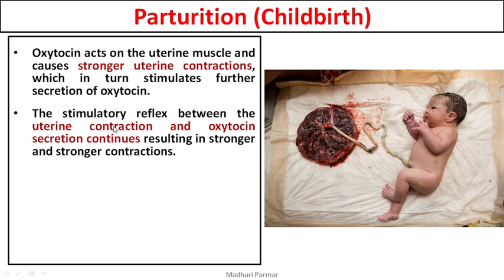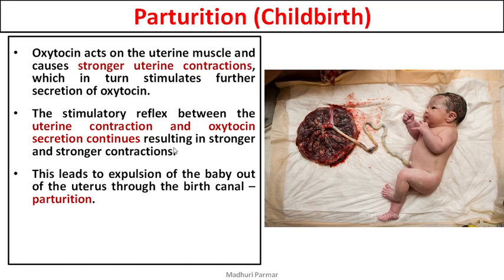Okay, this is what I explained just now. If the uterus contracts, oxytocin will be released; if oxytocin is released, the uterus will contract even more. So this is the cycle which will keep on continuing till there are very strong contractions. This leads to expulsion of the baby through the birth canal. The baby will come out from the uterus through the birth canal. The birth canal is the cervical canal plus vagina. So this baby will be pushed out through that birth canal, and this process is known as parturition or childbirth.